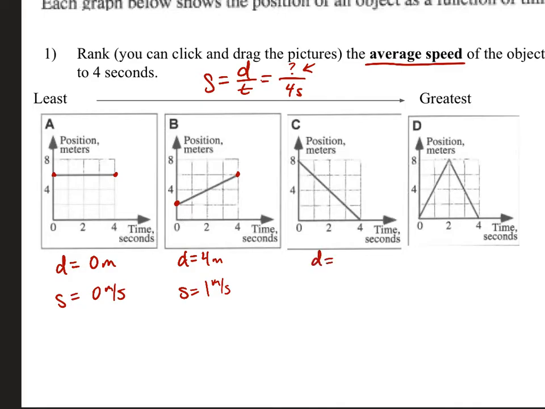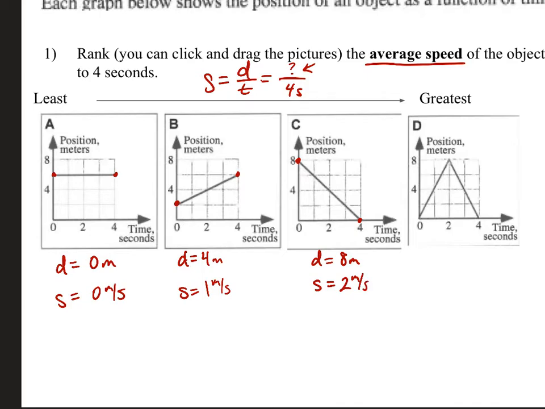For C, I went from 8 to 0, so my distance is 8 meters. Notice I did not put the negative on there. I ignore negatives with distance. So 8 divided by 4 would give me a speed of 2 meters per second.